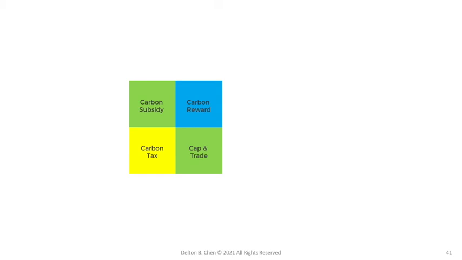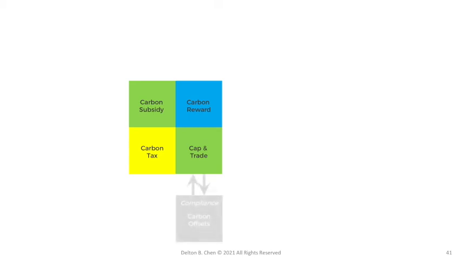Now let's look at carbon offsets. Carbon offsets are controversial. More and more people are discussing the limitations of carbon offsets. There are two offset markets, compliance markets and voluntary markets. How do these offsets fit into the carbon pricing matrix?